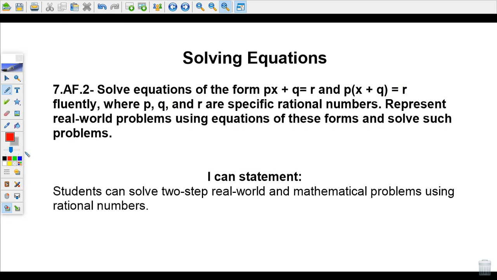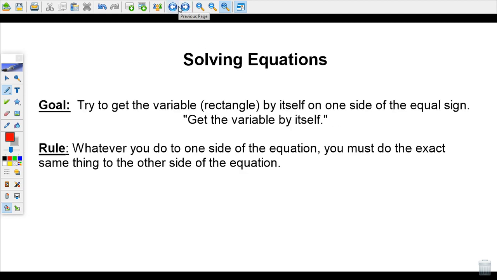Hey students, once again in this video we're going to talk about solving equations. Just like our previous video, we're going to learn how to solve two-step equations eventually, and this is going to help us get there. Same with our I can statement. It's going to help us get to the point where we can solve two-step real-world mathematical problems and equations using rational numbers. We've already talked about what an equation is.